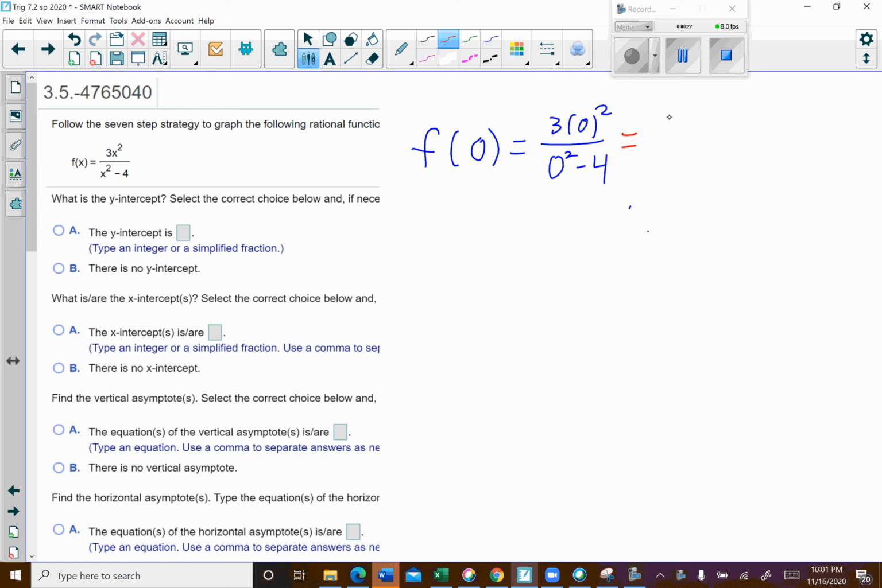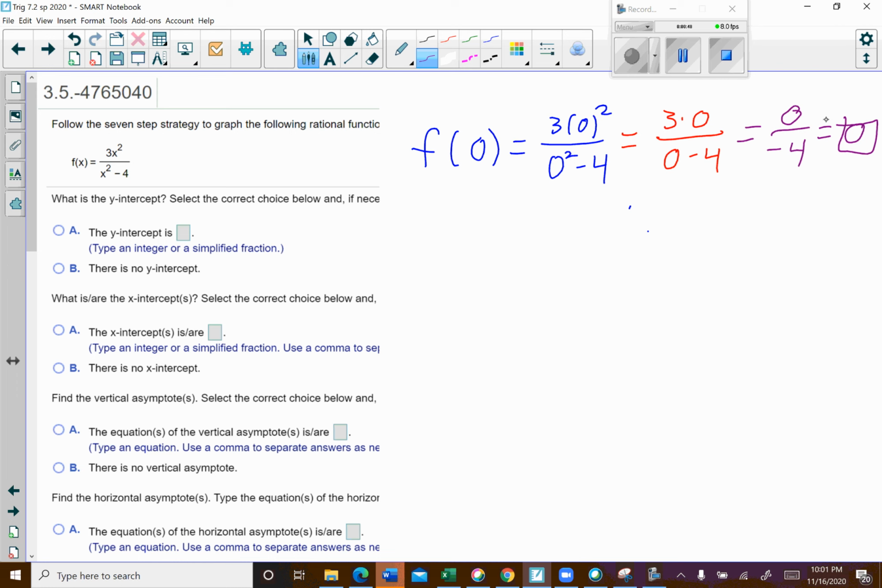And so on top, you'll get 3 times 0 because 0 squared is 0. Same thing on bottom, we'll get 0 take away 4. And then 3 times 0 is 0. 0 take away 4 is negative 4. 0 divided by negative 4 is going to be 0. And so that's what we want to put for our first one right here.